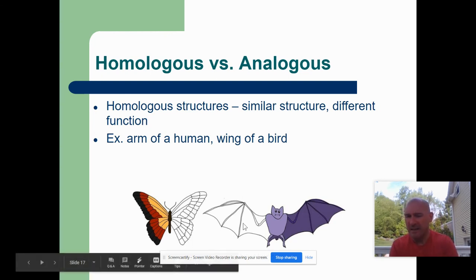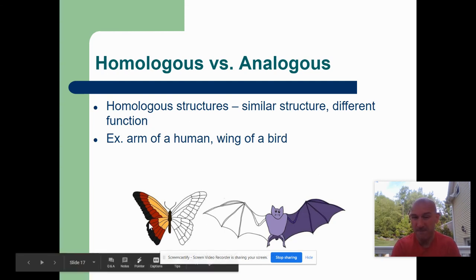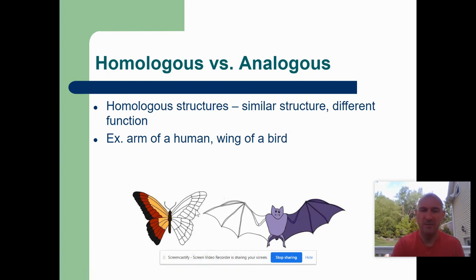Analogous, again, I like to summarize it real quick. We said earlier that homologous were structures that were similar in structure, but different in function, right? Analogous is the opposite. The structures are similar in function. They both function to fly, but structurally they're different. So they're kind of opposite of each other.